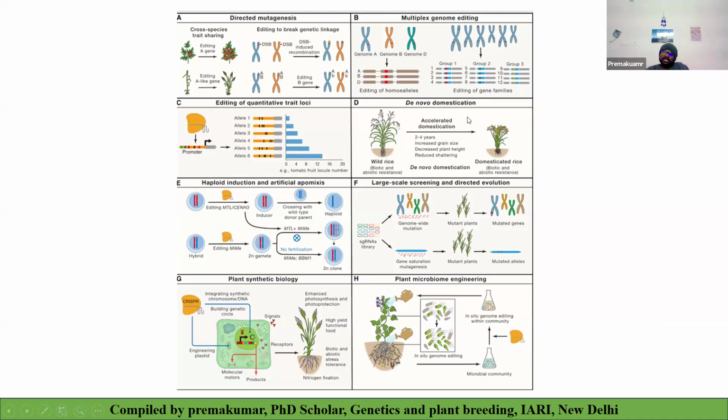But at least read the articles regarding de novo domestication or haploid induction through genome editing. Multiplex editing is not needed. You can edit different genes at a single time by using Cas12 or modified Cas9. That you can do, but the rest of the things are not that important. But from a breeder's point of view, we should know how we can use genome editing.